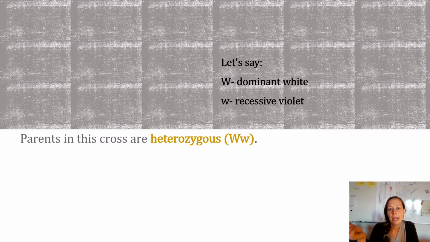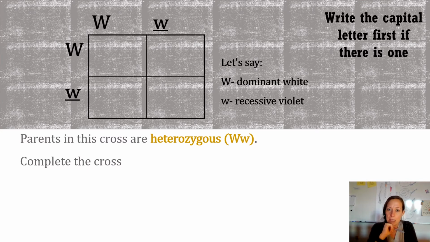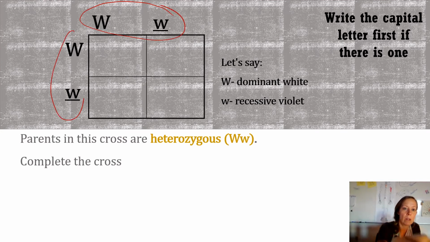So let's say we have 2 parents that are heterozygous, right? We're going to complete the cross, okay? So heterozygous is 1 of each, right? We have 1 here and 1 there. We know big W is dominant for white, little w is recessive for violet.